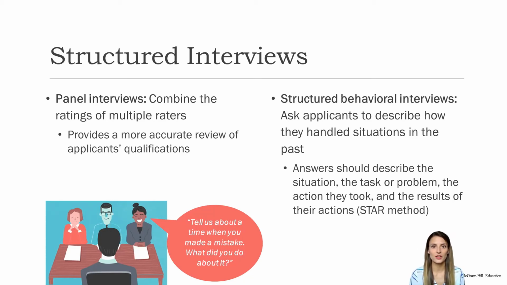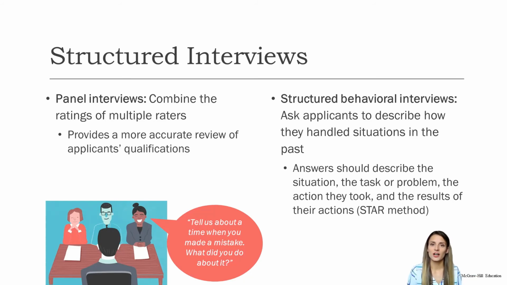Structured behavioral interviews are a variation of the structured interview. These often occur between two individuals. The interviewer asks applicants to describe how they've handled situations in the past. Situational judgment tests are focused on what would you do. Structured behavioral interviews are focused on what have you done. The interviewers provide a situation. Tell me about a time when you made a mistake. What did you do about it?